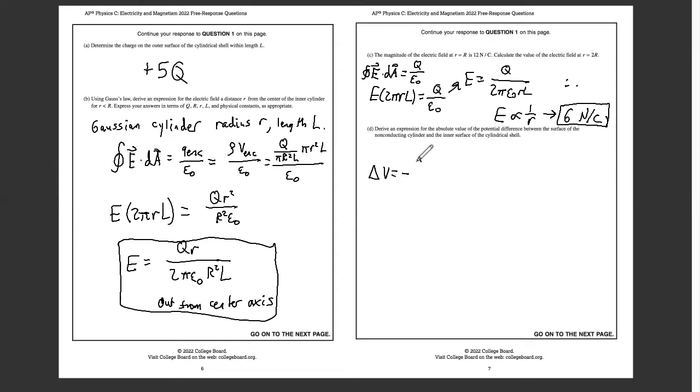Delta V is equal to negative integral from A to B of electric field dot dr. Well, we have our expression for the electric field from part C. So we're going from R to 3R, which is where the conducting shell is. The electric field is what we found in part C, Q over 2 pi epsilon naught R L, dr. Well, the integral of 1 over R dr is going to give us a natural log. So we have negative Q over 2 pi epsilon naught L, natural log of R, from 3R to R.